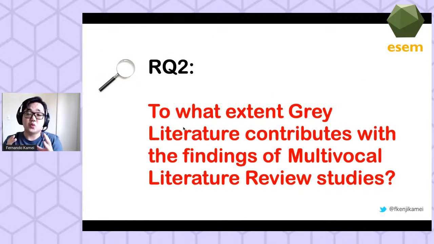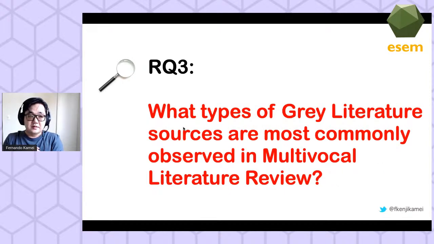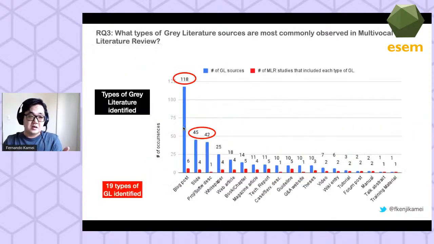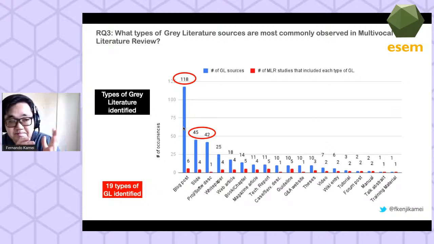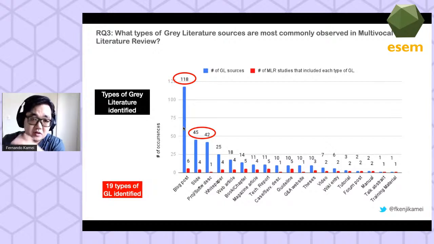In our second research question, we investigated how gray literature contributed to multivocal studies. And our last research question aimed to understand the types of gray literature included in the investigated studies and their producers. I'm going to present the results of these research questions together. We identified 19 types of gray literature in these studies. The most common types were blog posts, slide presentations, and project and software descriptions.